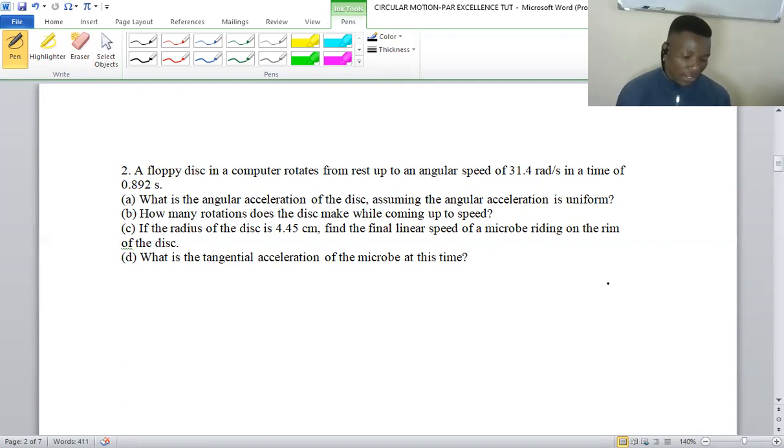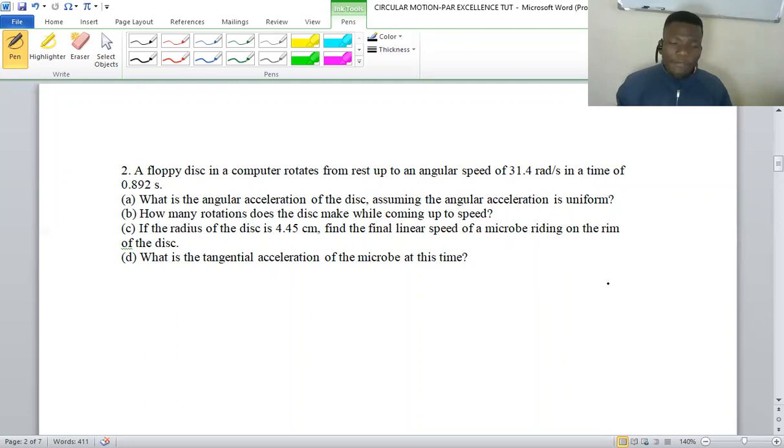And in this video, we are going to solve a rotational or circular motion question. A floppy disk in a computer rotates from rest up to an angular speed of 31.4 radian per second in a time of 0.892 seconds. And the first question says, what is the angular acceleration of the disk, assuming the angular acceleration is uniform? Okay, so let's start with that.